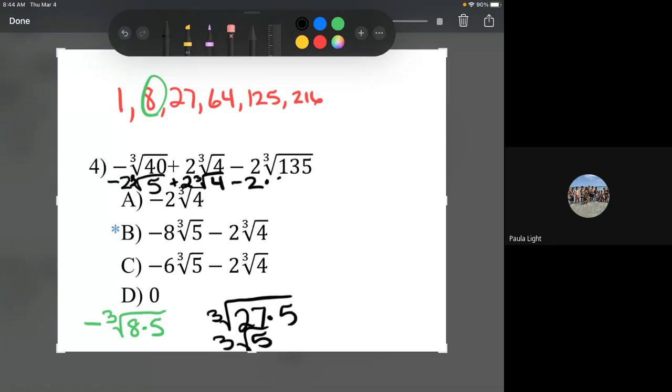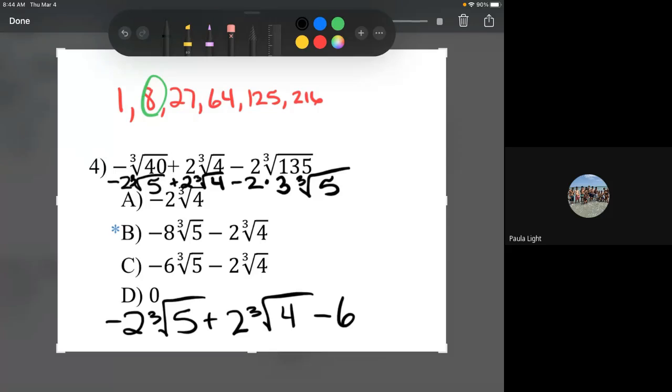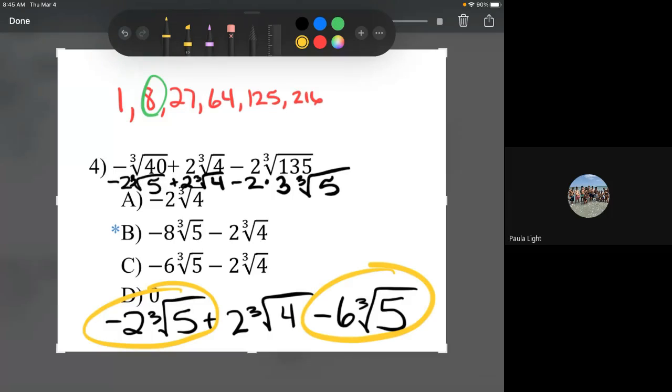So we multiply it to that cubic root of 5, and that becomes, let me erase a little more here, down here, my scratch work. So I'm going to rewrite this so we can see it better. Negative 2 cubic roots of 5 plus 2 cubic roots of 4 minus 6 cubic roots of 5. And these two are the same, so they go together to get that negative 8 cubic root of 5.